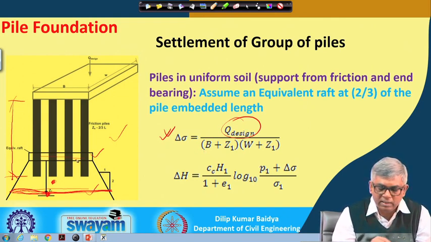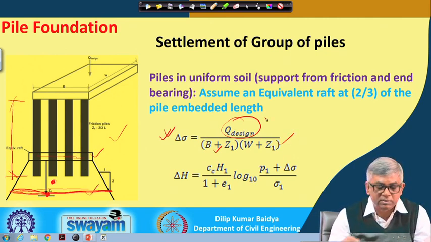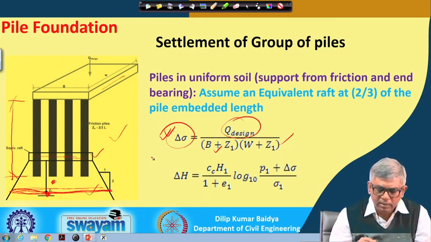If this is B here, then B plus Z1 will be here. Similarly, if it is B in the other direction, it will be W plus Z1. So, W is this direction. So, (B plus Z1) into (W plus Z1) is the area at this level. Load divided by area will be your pressure increase, and this is the first thing you have to do.